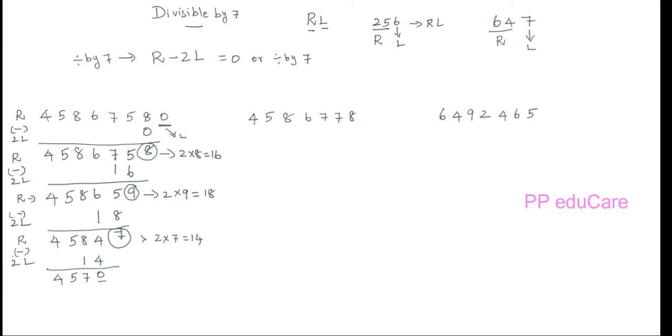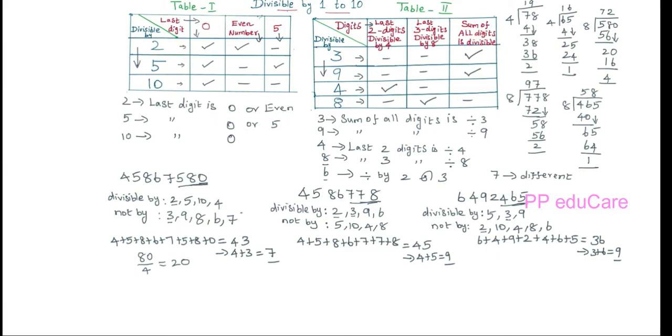Here the last digit is 0. Therefore 2L is 0. Again we have the same number. Now the last digit is 7 and 2L is 14. Subtract this 14 from the remaining numbers. The resulting value will be 1, 3. Since this value is not divisible by 7, the first number is not divisible by 7.